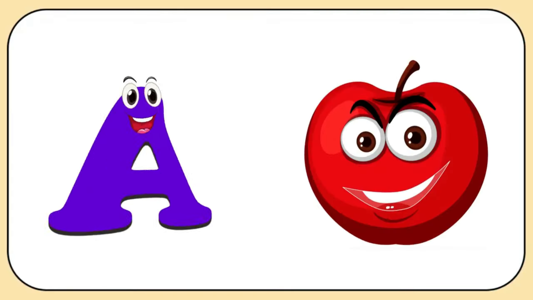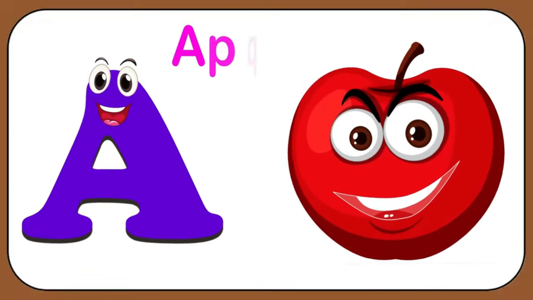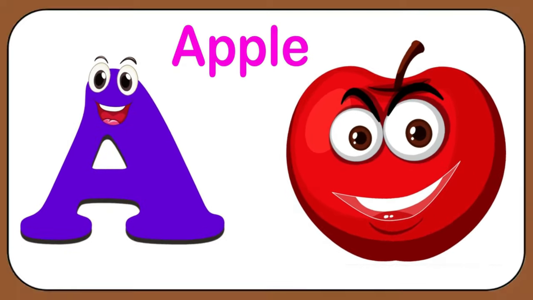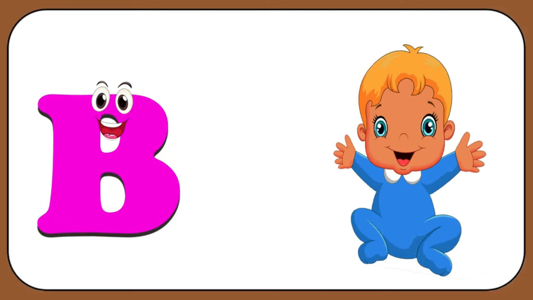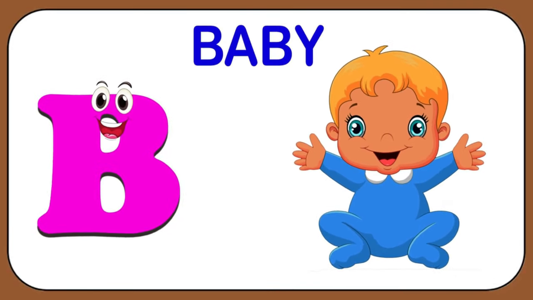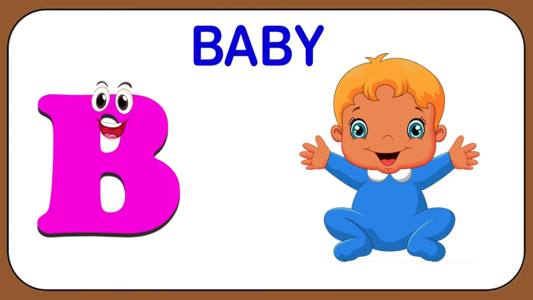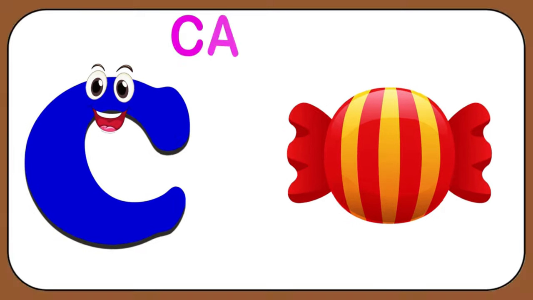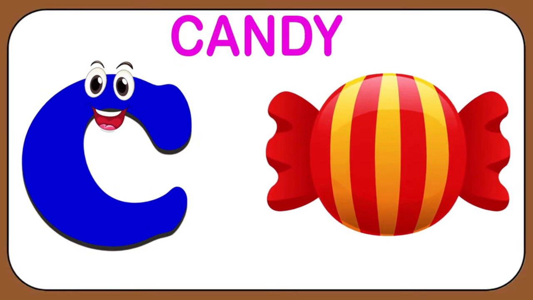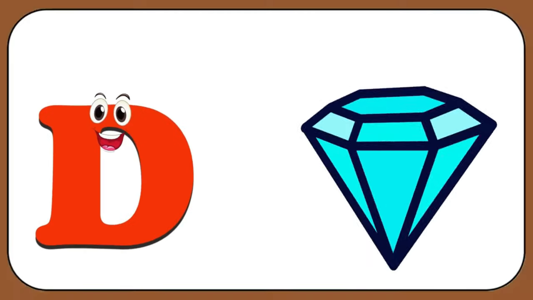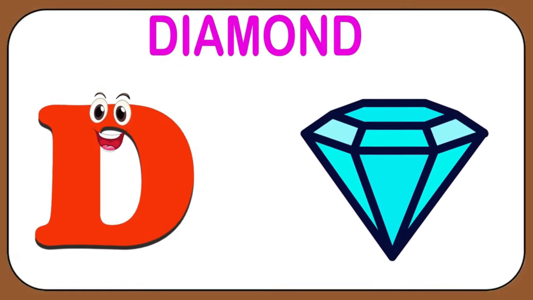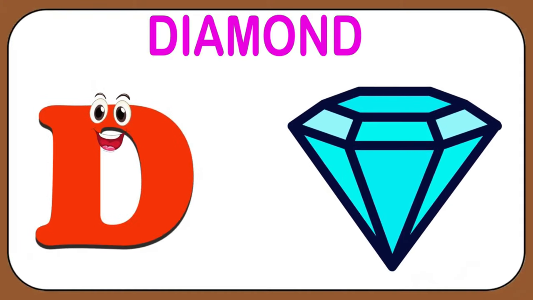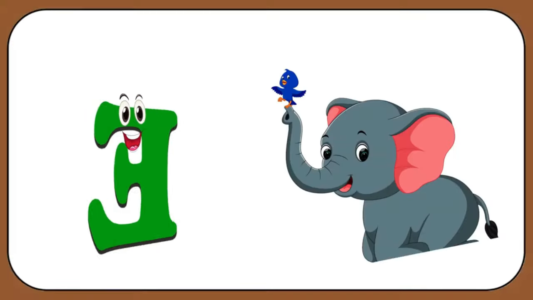A is for apple. A, a, apple. B is for baby. B, b, baby. C is for candy. C, c, candy. D is for diamond. D, d, diamond.